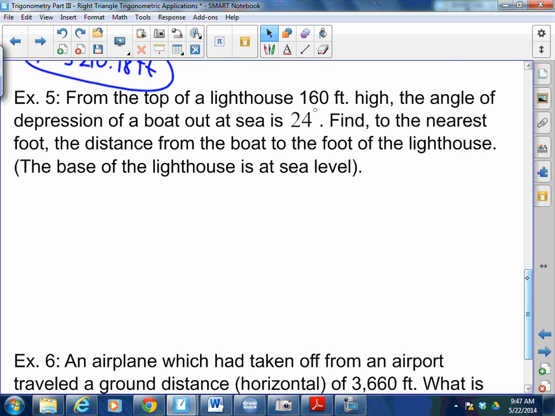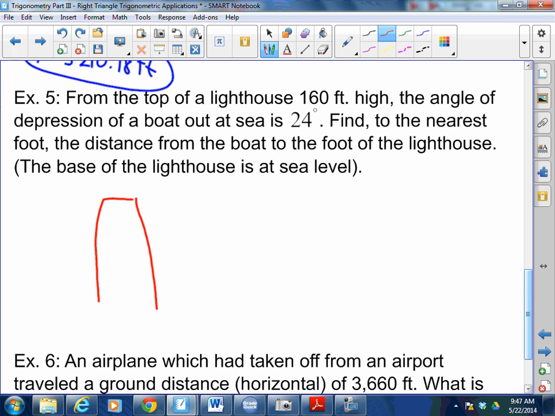From the top of a lighthouse, 160 feet high. So I have this lighthouse here, and it's 160 feet high. The angle of depression of a boat out at sea is 24 degrees. Find to the nearest foot the distance from the boat to the foot of the lighthouse. So that's a lot more clear than what I put before. Remember that the base of the lighthouse is at sea level.